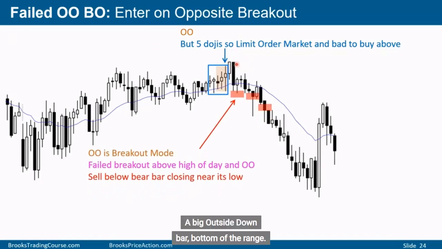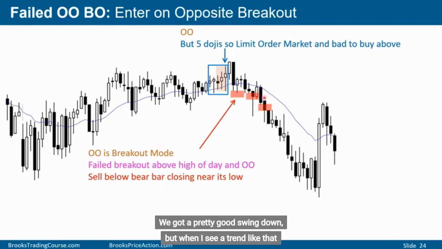A big outside down bar, bottom of the range. Some traders will start selling here, especially because the bulls who bought here or here are now trapped. Others will wait for a second entry. And even the second entry is not good. All these bars have prominent tails. In fact, the past 15 bars, past 20, 30 bars all have prominent tails. Usually you're not going to get a strong trend.